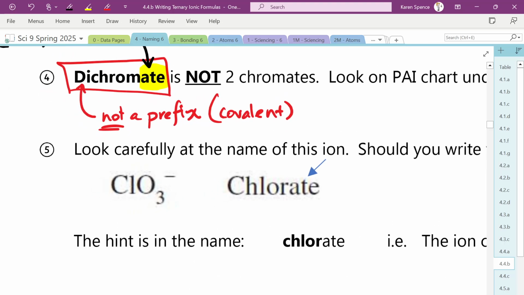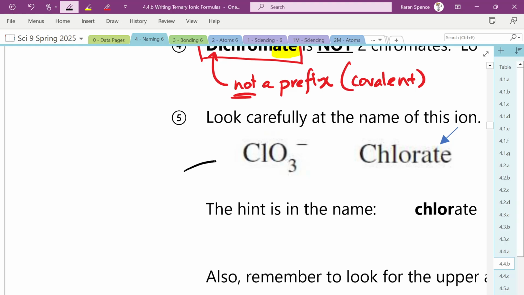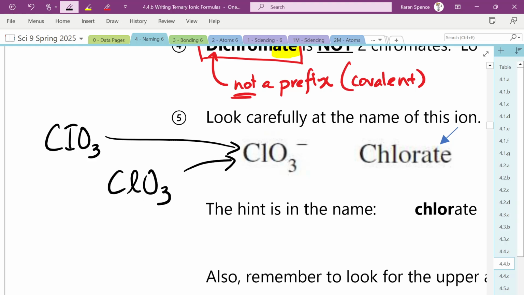Here's another one that causes people problems. They look at this ion and then they write for me. I'm going to give you 2 choices. Should I be writing CiO3 or should I be writing ClO3? Which one is it? It is ClO3. Never CiO3.